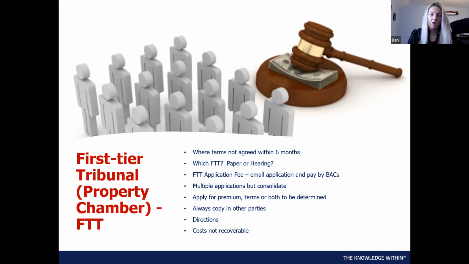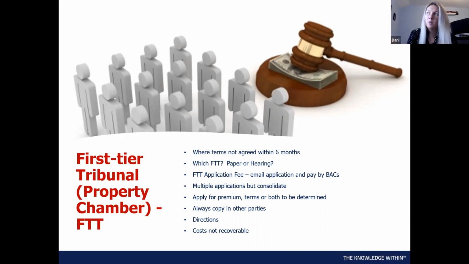Perhaps if the terms of the lease have been agreed and you're only asking for a determination on the premium, and perhaps your premium isn't sufficiently high or the parties aren't that far apart, that might be worth having a paper determination. Obviously, if you have a hearing, then the costs are likely to be more. So it's something worth discussing with your client at the point where you're making the application as to whether it's better to go for a paper determination or a full-on hearing with everybody in attendance.